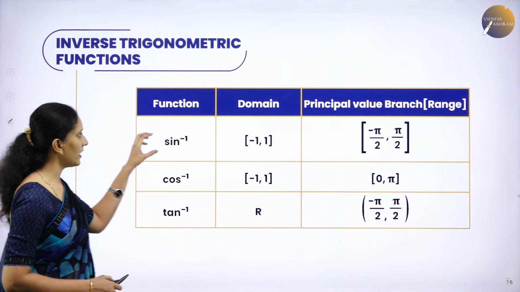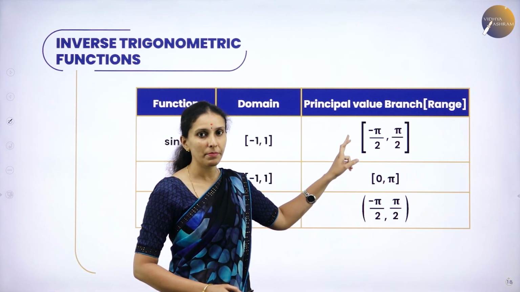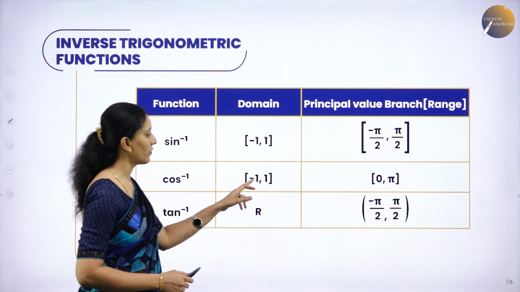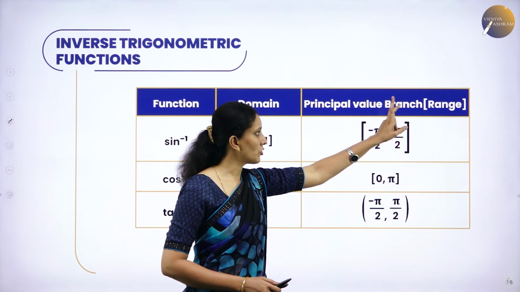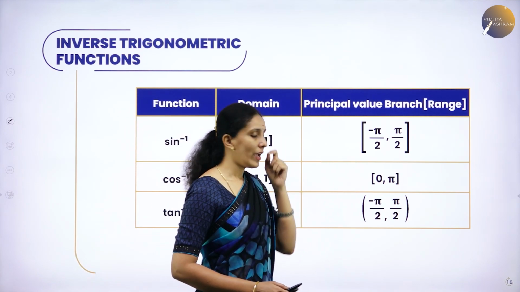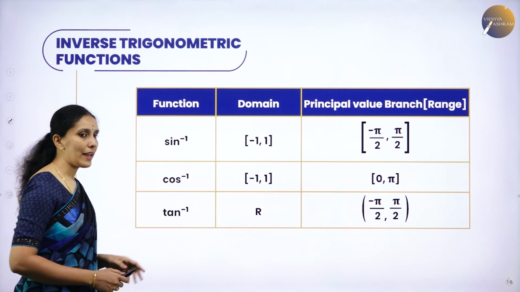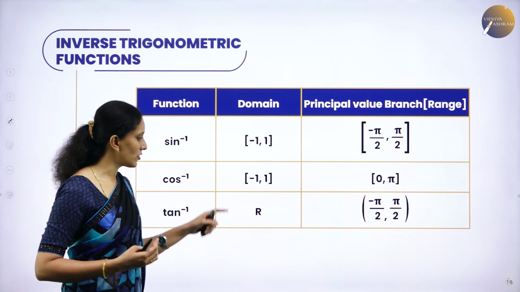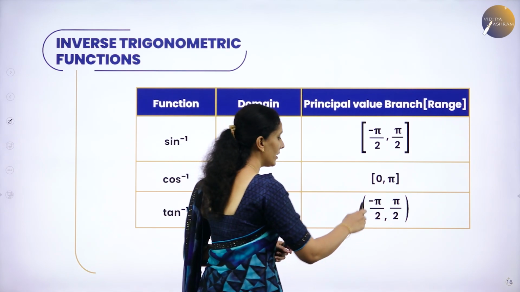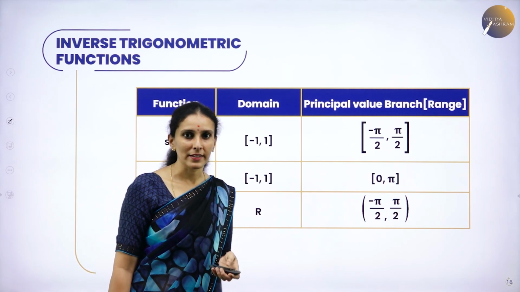Now let's study the function, domain and principal value branch, that is the range, of the inverse functions. For sine inverse, the domain is [-1, 1] and the range or principal value branch is [-pi by 2, pi by 2]. For cos inverse, the domain is [-1, 1] and the principal value branch or range is [0, pi]. Remember to write the square brackets for sine and cos. Next we have tan inverse. For tan inverse, the domain is the set of real numbers and the principal value branch is (-pi by 2, pi by 2).